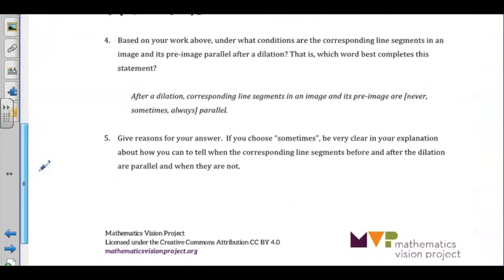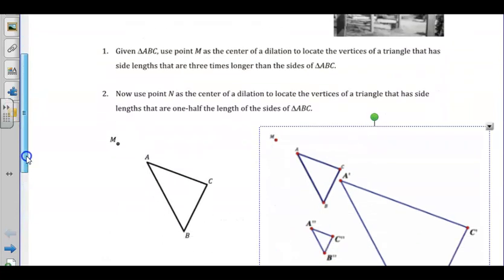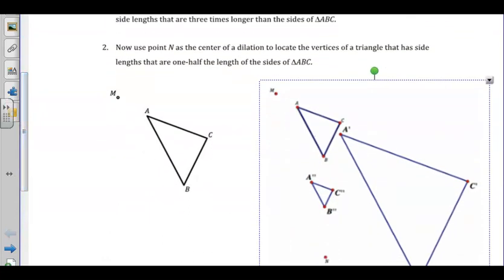We are asked then to complete this statement. After a dilation, corresponding line segments in an image and its pre-image will, and we figured they will always be parallel. And here's why. If I go back to my diagram, let me take a line segment and overlap it with, let's say, AC. AC is a pre-image line segment. If I do the same thing with its corresponding line segment, A prime C prime, you can see that those two line segments are indeed parallel. I can do the same thing for every single line segment, pre-image and image, and I will always notice that they will be parallel.